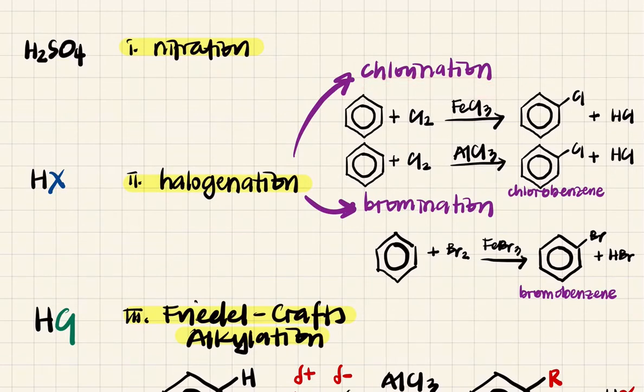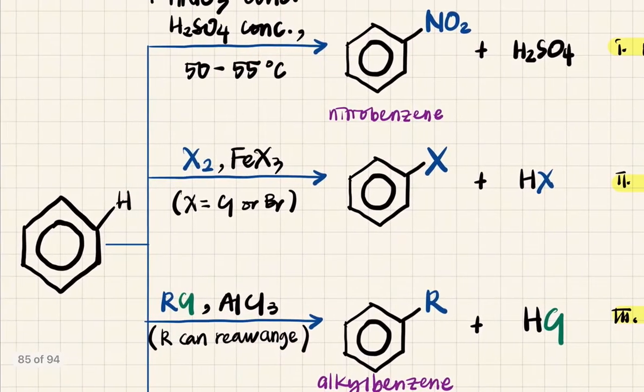Next halogenation is bromination. Maksudnya you are going to react your benzene with Br2 in the presence of FeBr3. So for bromination, you are only going to use FeBr3 Lewis acid. Okay, tak ada AlBr3. Okay, and you will get a bromobenzene. Okay, alright, so that's halogenation.